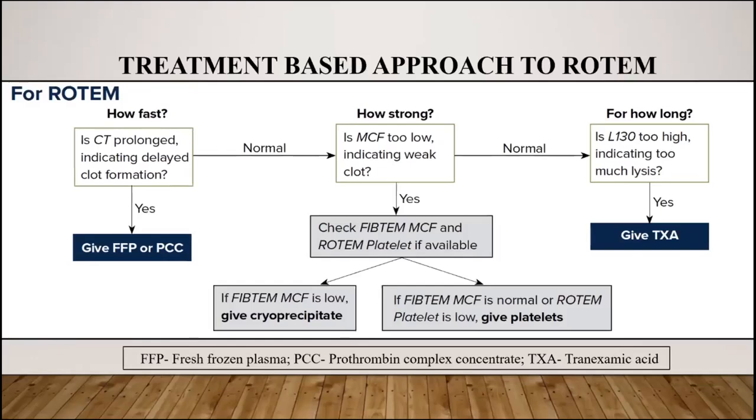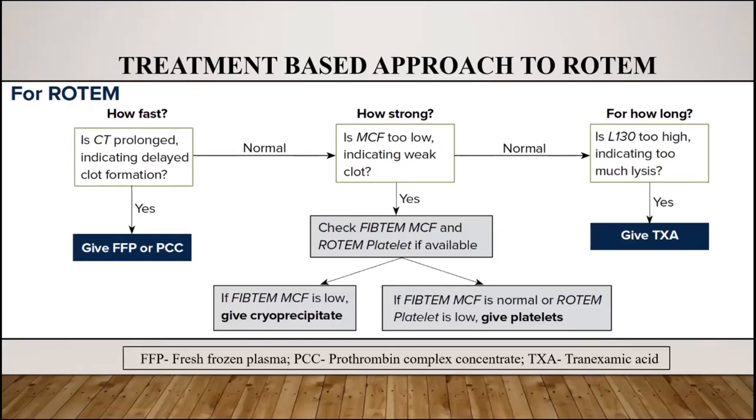If CT is normal, then next would be your clot firmness. How is the maximum clot firmness? If it is weak, then you have to see whether there is a deficiency of fibrinogen or platelets using the various assays, that is the FIBTEM and the ROTEM platelet, and accordingly you will transfuse cryoprecipitate if there is a deficiency of fibrinogen, or platelets in deficiency of platelets. And last but not the least will be how long.